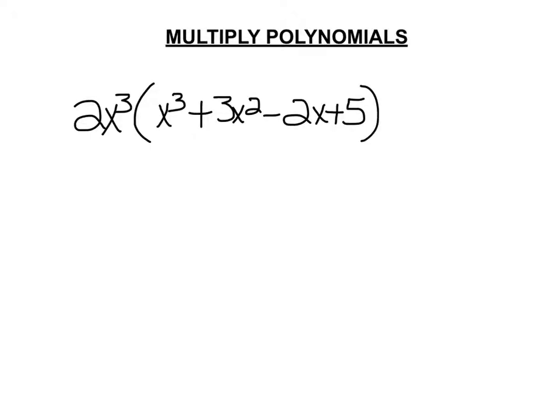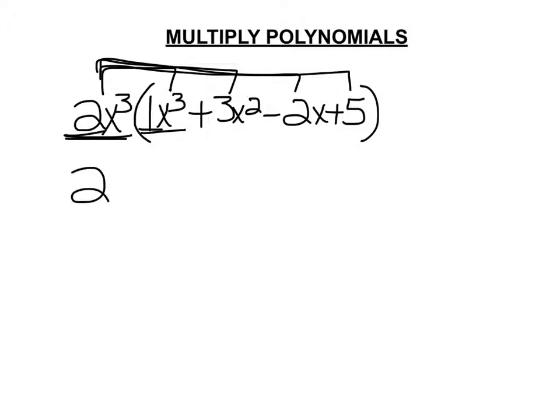To do this, we just use our distributive property, and we are going to take the 2x cubed, and it will be distributed to each term in the polynomial. Remember that to distribute means to multiply. So we have 2x cubed times 1x cubed. That's our first term we're going to multiply. So we're going to multiply the constants, 2 times 1, which is 2, and then we will multiply the variables. X cubed times x cubed gives us x to the 6th.